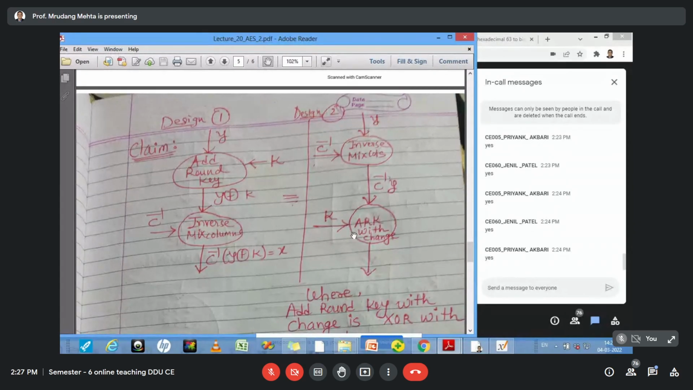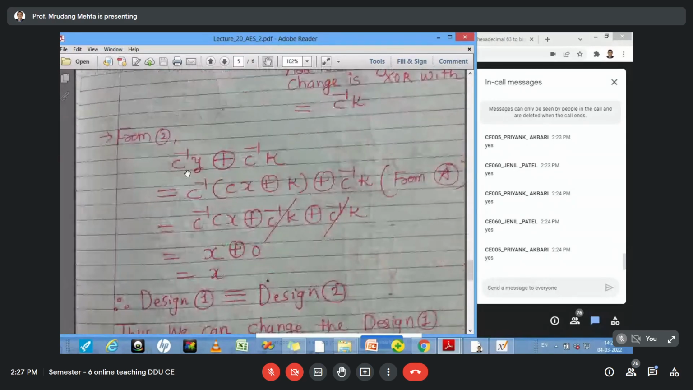So we have to use this, observe that it is add round key with change. So what we will do is C inverse Y is added with C inverse K. So if we do this, C inverse Y XOR C inverse K, then we can take C inverse common, and Y equals CX XOR K, XOR C inverse K. So we can cancel out C inverse K, and what we get finally, since C inverse C is identity, is X XOR 0. So this gives us X.